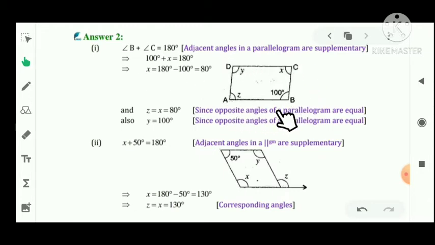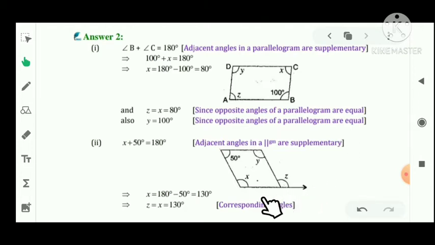As you know, in this figure the sum of the adjacent angles is 180 degrees. As I told you earlier, that means x plus 100 degrees is equal to 180 degrees, because in the parallelogram the sum of the adjacent angles is 180 degrees. So from here we can find the value of x. It will be 80 degrees. And if the x value is 80 degrees, similarly the z value will also be 80 degrees because they are opposite angles to each other. Similarly, what will be the value of y? Y will also be 100 degrees because they are opposite angles. So this is the solution of the first part.